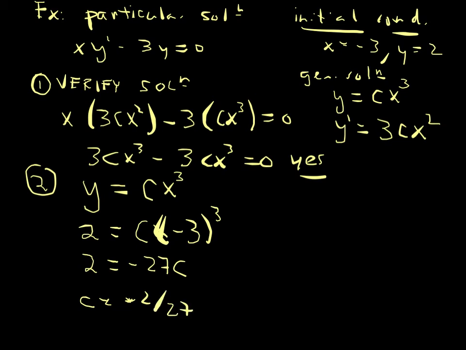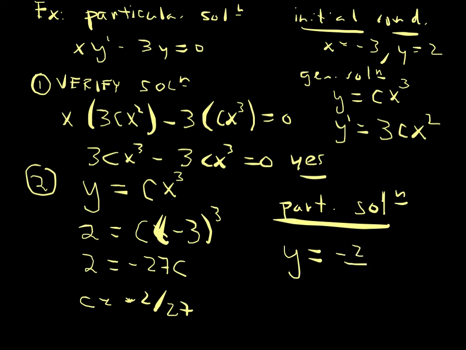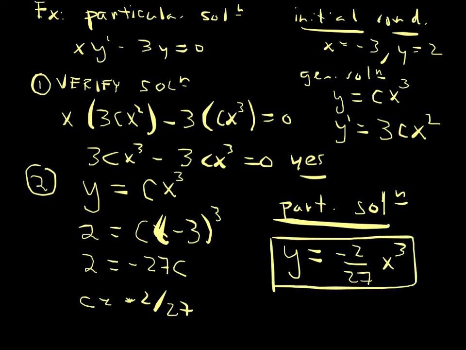Which means I can write out the final particular solution like this, right? So it'll be y equals, instead of c, now I can put in minus 2 divided by 27 x cubed, and now I've got my particular solution, okay?